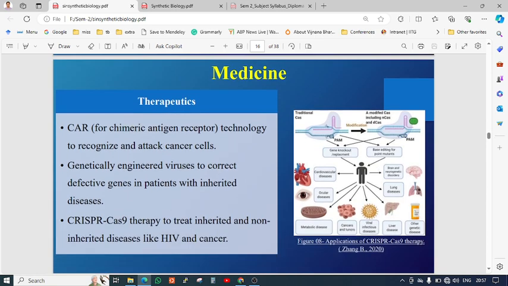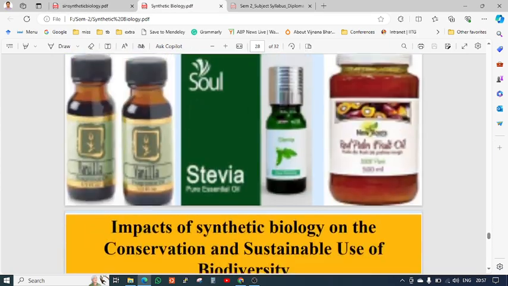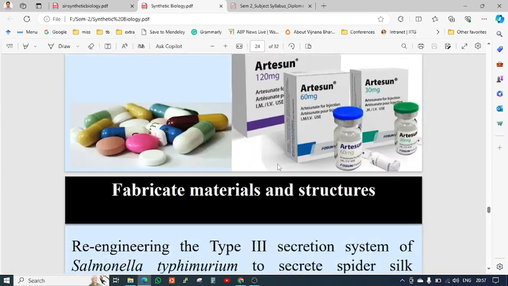Therapeutics means to treat different kinds of organisms, with genetically engineered viruses to correct defective genes in all these diseases. If you are having some diseases, they can also be cured by synthetic biology. In the last slides, we are going to see the bacteriophages, which are produced by synthetic biology.